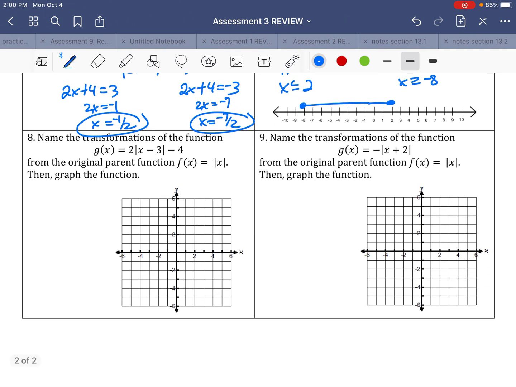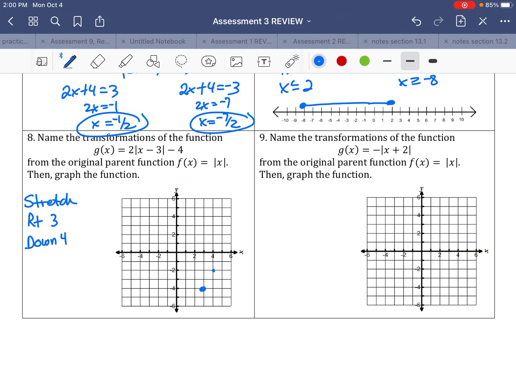All right, so these last two here, we're going to name the transformations. I see 3 of them. So I see this 2, I see this -3, and I see this -4. So let's go ahead. The transformations, this 2 is going to be called a stretch. Stretches everybody twice as high. The x -3 is going to make me move to the right 3, and the -4 makes me move down 4. So right 3 and down 4 is going to be where you're going to start. So that's kind of the most important spot.